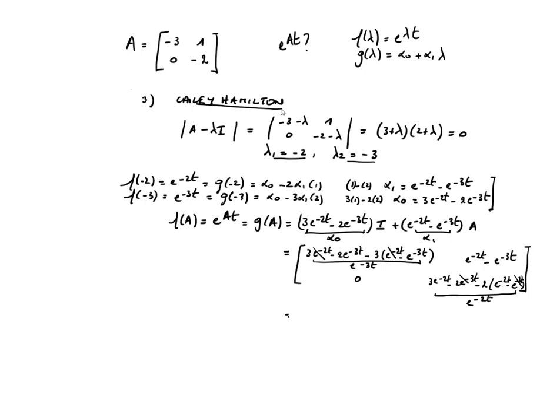Okay, so indeed we obtain e to the minus 3t, e to the minus 2t minus e to the minus 3t, 0, e to the minus 2t, and you see here that we indeed obtain the same thing that we had obtained with the two previous methods.